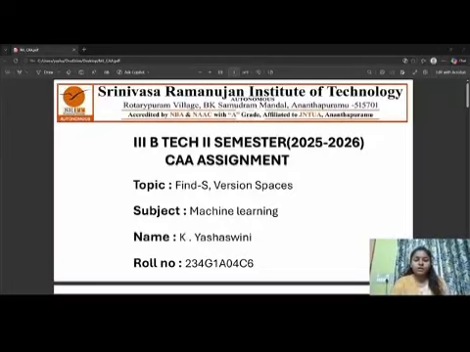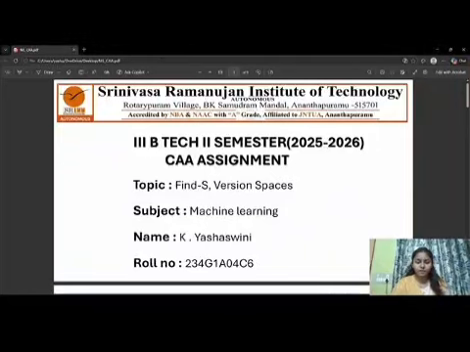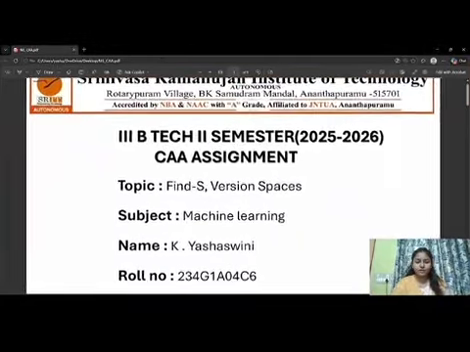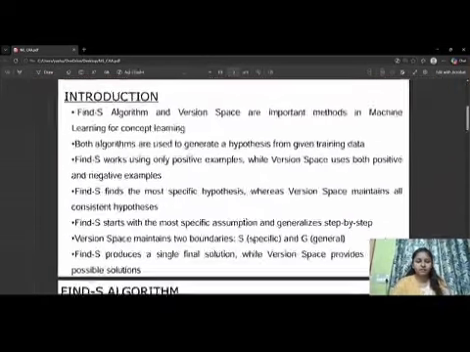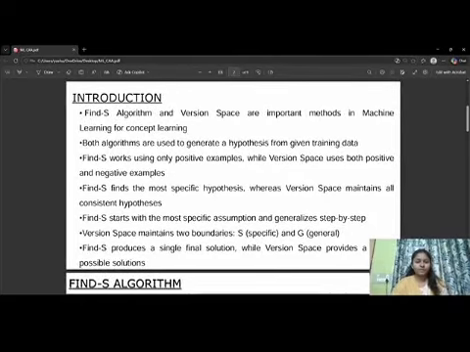College, Anantapur. So today I am going to explain one of the topics in the machine learning subject, that is the Find-S algorithm and version spaces. Let's dive into this topic. As I told you before, the topic name is Find-S algorithm and version space. These are two algorithms, and now I'll tell you the introduction of these two topics.